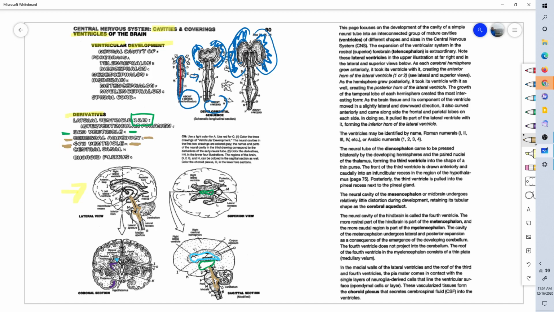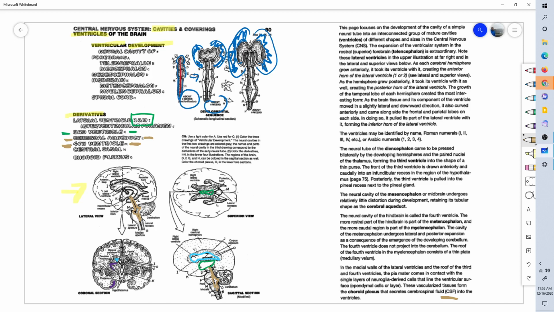Remember, an aqueduct is a waterway. It's a structure that carries water from one place to another. Well, the cerebral aqueduct carries cerebrospinal fluid throughout the brain from the third ventricle to the fourth ventricle.